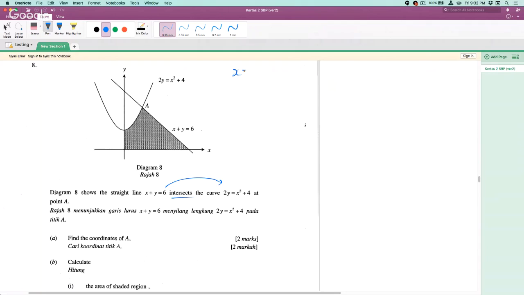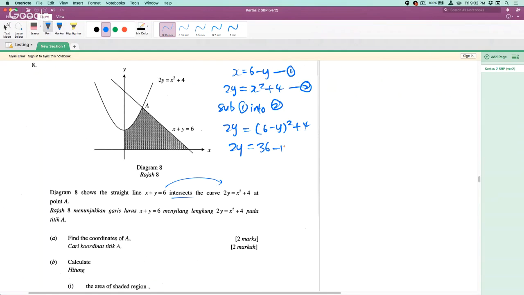So I make x the subject, equals 6 minus y. I call this my first equation. And then I call this my second equation: 2y equals x squared plus 4. I will substitute the first equation into the second equation. So therefore, I have 2y equals (6 minus y) squared plus 4. So 2y equals 36 minus 12y plus y squared plus 4.